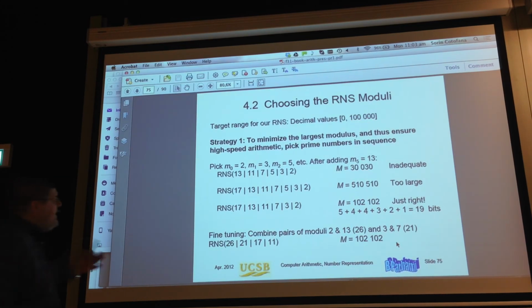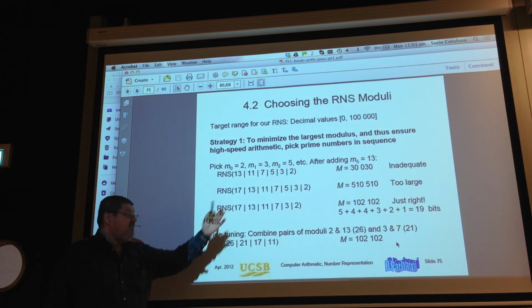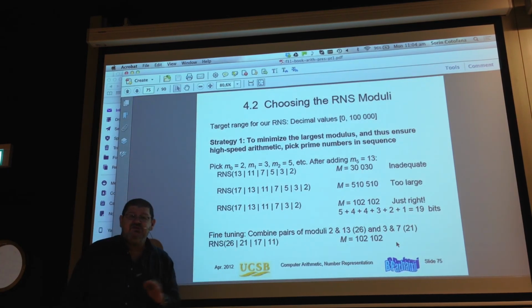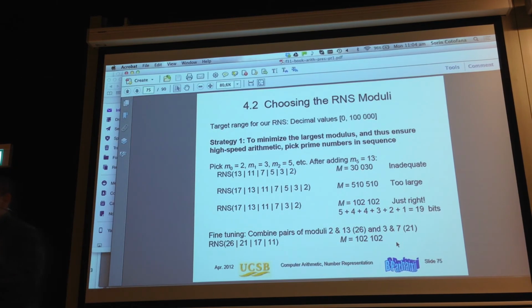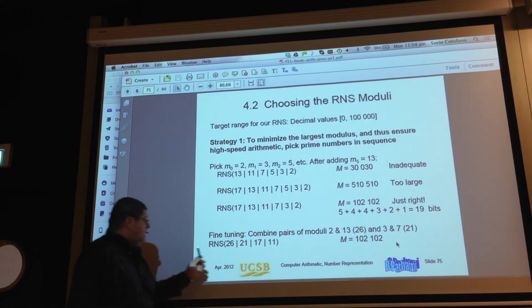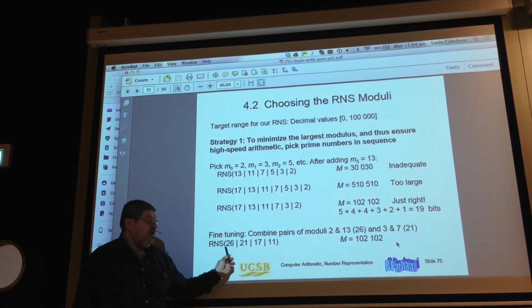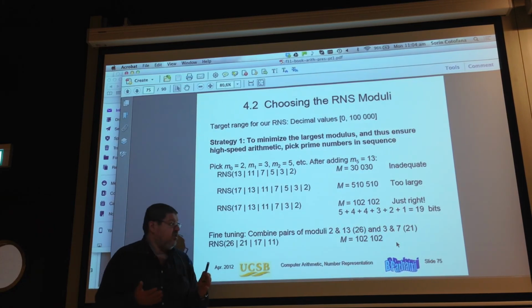And also, I have a lot of channels, maybe too many channels. And what I can do is combine some of those channels. Remember, they have to be pairwise prime, not prime numbers, but pairwise prime. And then what I have is an RNS with 4 channels. This is not a prime number. This is not a prime number either, but I don't care because they are pairwise prime.